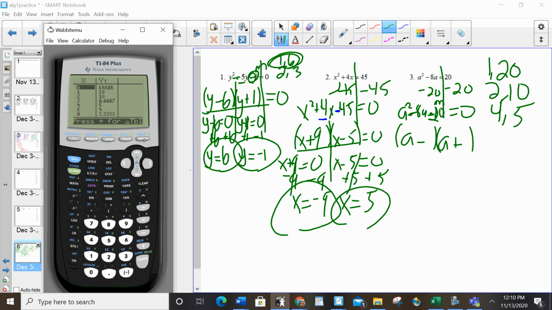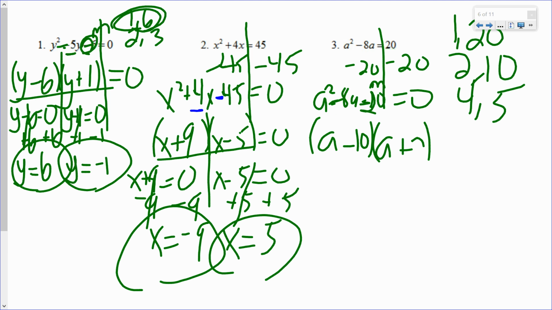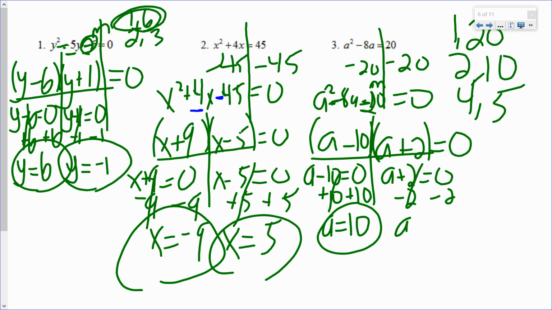Okay, which pair multiplies to 20 and subtracts to 8? 2 and 10 subtract to 8. Bigger number goes first. Once I factor, I set each factor equal to 0. A equals 10 is one answer. A equals negative 2 is the other answer.